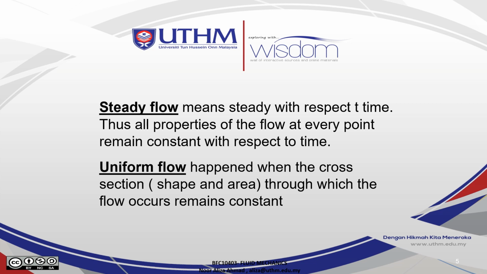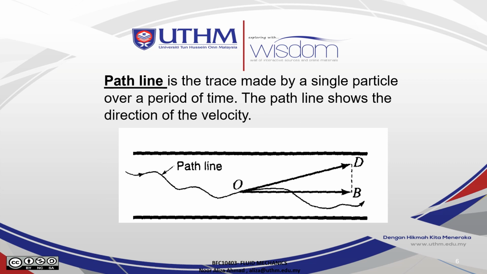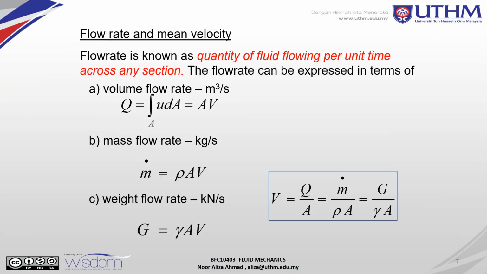Uniform flow happens when the cross-section shape and the area through which the flow occurs remain constant. A path line is the trace made by a single particle over a period of time. Look at this: the path line shows the direction of the velocity at point D and point B here, the direction of the path line.